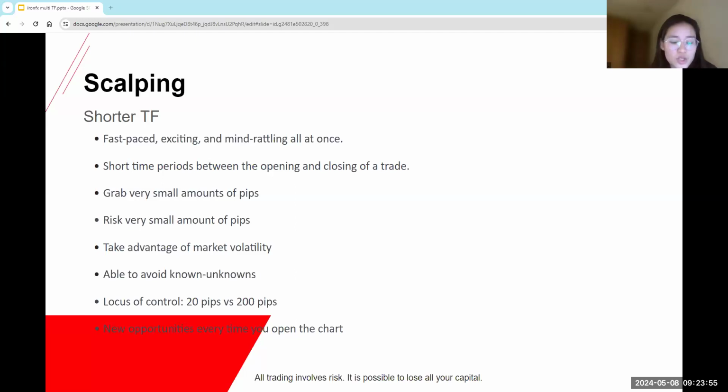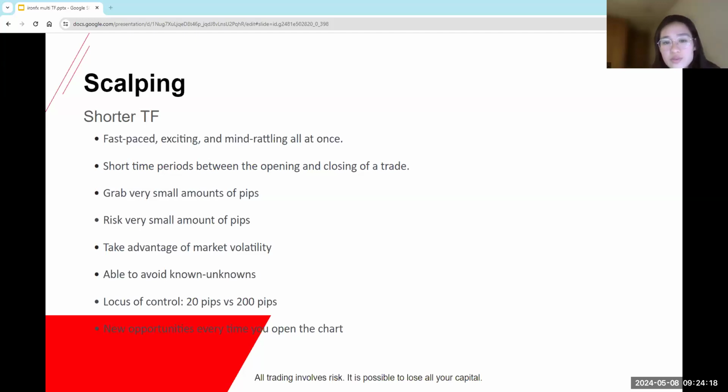So this uses a shorter time frame, right? It's fast paced, it's exciting, and mind rattling all at once. Shorter time frame periods between the opening and the closing of a trade, but you grab a very small amount of pips and risk a very small amount of pips. This takes advantage of market volatility and you're able to avoid known unknowns.